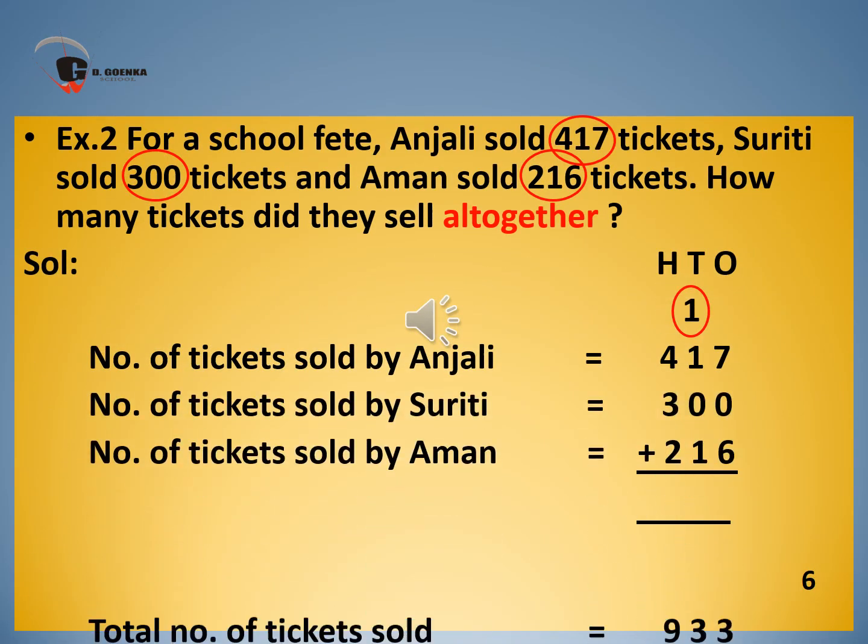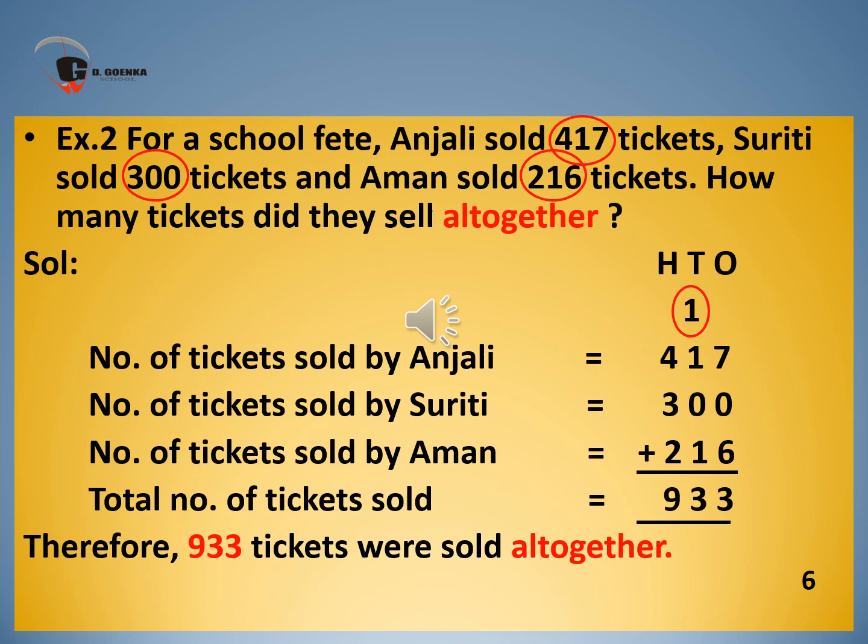So let's move to our next example. That is, for a school fete, Anjali sold 417 tickets, Suriti sold 300 tickets, and Aman sold 216 tickets. So how many tickets did they sell all together? So let's identify our keyword first, which is all together, and now circle all our numbers that are 417, 300, and 216. Now let's start solving our sum.